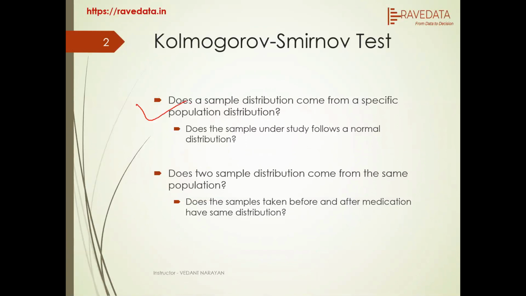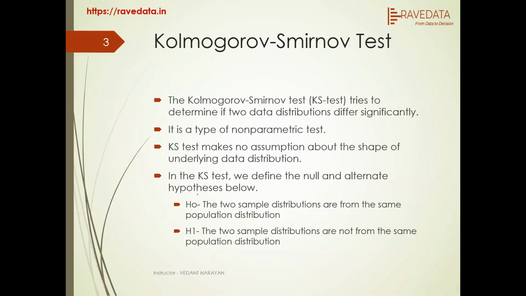In the second case, we want to know if two different sample distributions come from the same population or not. Like if we are checking the efficacy of a medication, then we want to know if the samples taken before the medication was applied and after the medication was applied are the same or not. In such cases, we will be using the Kolmogorov-Smirnov test. So let's see in detail what this test is all about.